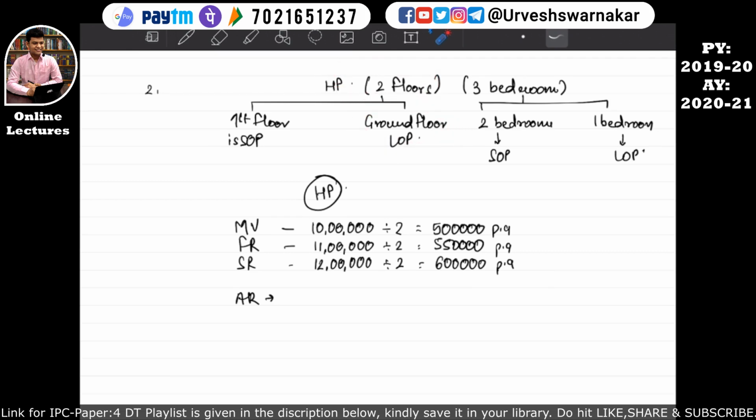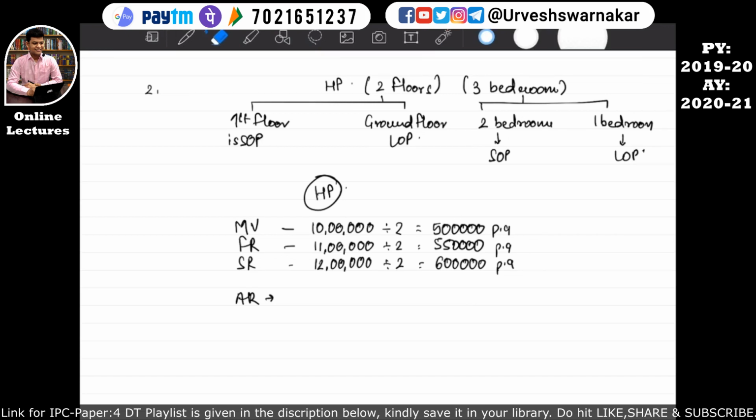I hope this is quite clear. So this 5 lakh per annum is for the entire 12 months. Basically, we have to bifurcate the municipal value, fair rent and standard rent in case the house property is a single unit, but in this single unit also the assessee has given a part of that house property as rent. So how do we calculate the municipal value, fair rent and standard rent? We have to calculate them as per the portion of the house property that has been given on rent. I hope this is quite clear.